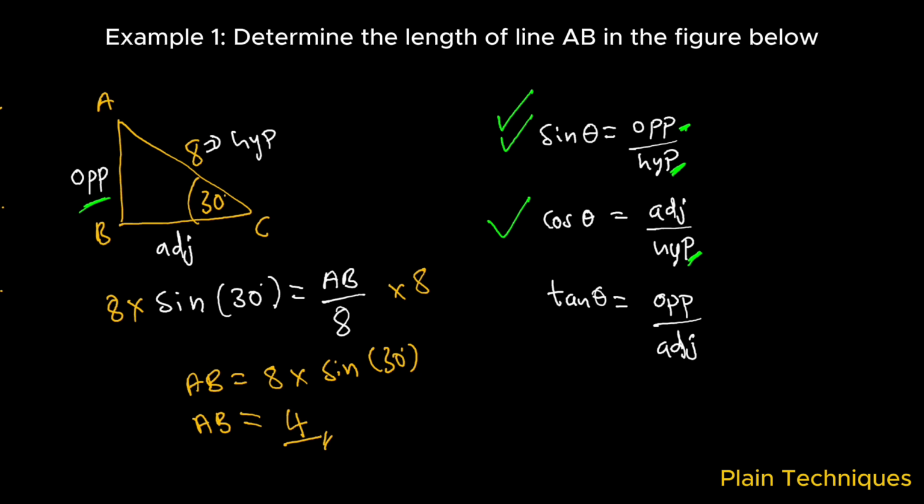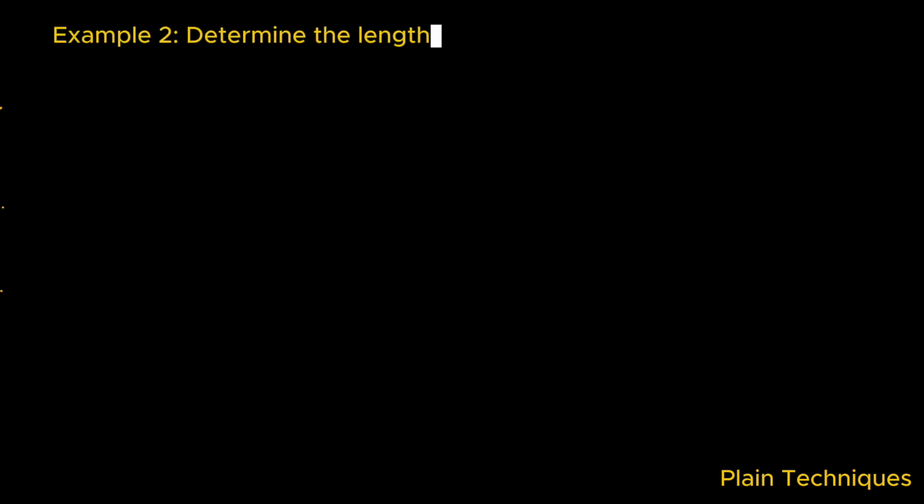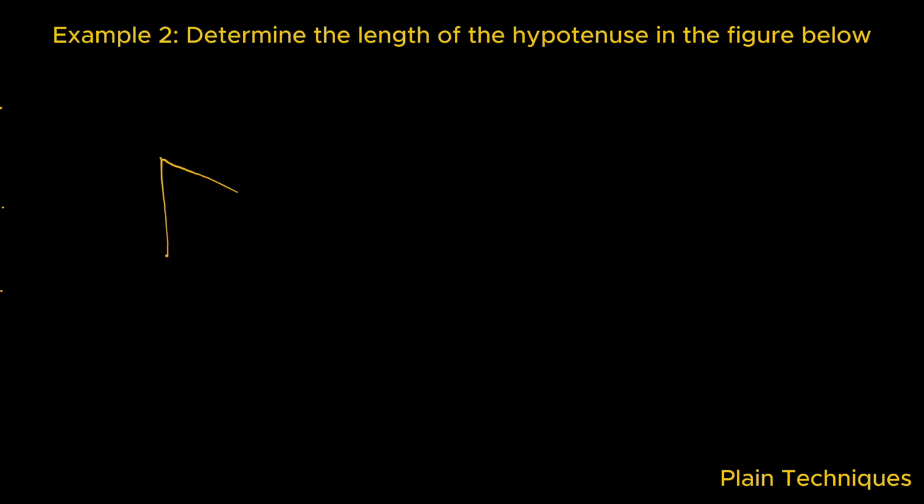Okay? So what does it mean? This means that this side opposite is equal to 4. All right. So let's say, for example, number 2, you are given this triangle. This is P, Q, and R. That angle is 60 degrees. And we know that this side is 5. PQ is 5.